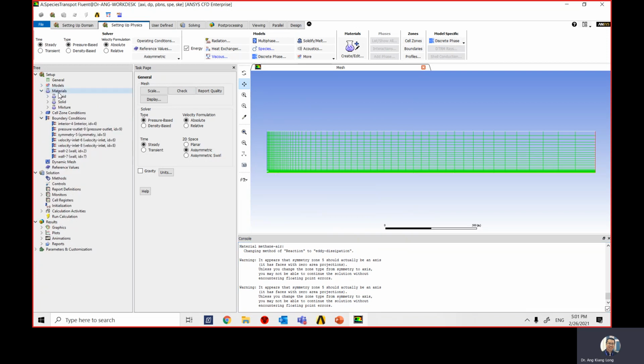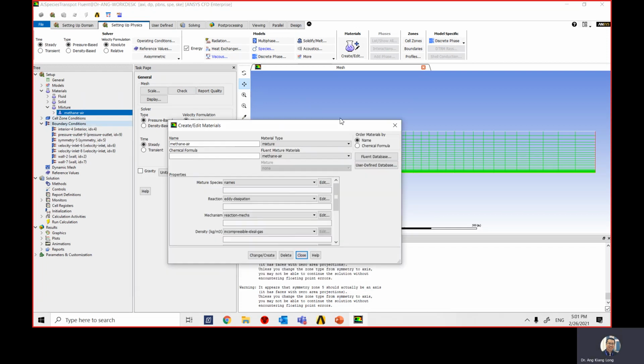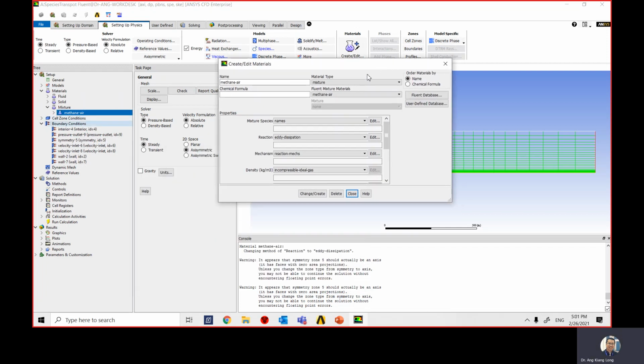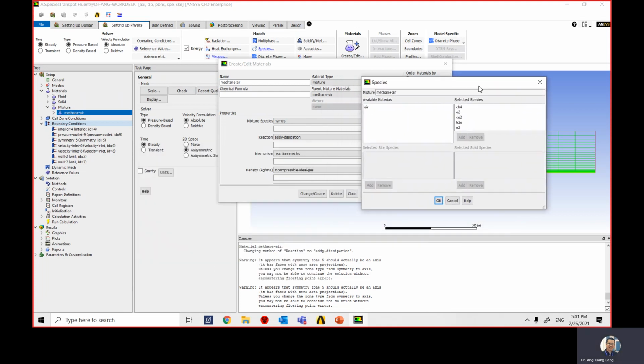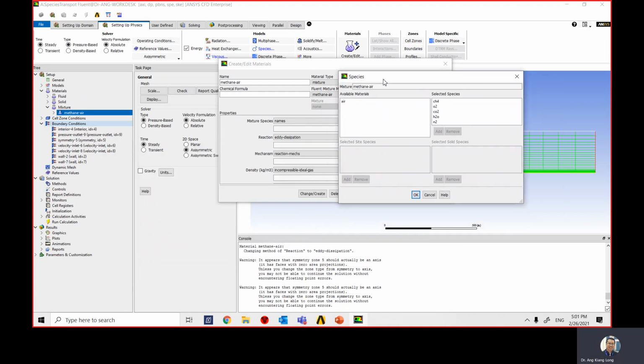So expand the material and then go to mixture here. Under mixture, you will see a methane air. Right click, edit. So the methane air material will come out. In this case, we will look at the property, the methane air mixture species. The name here, you click edit. So the species window will come out, right?